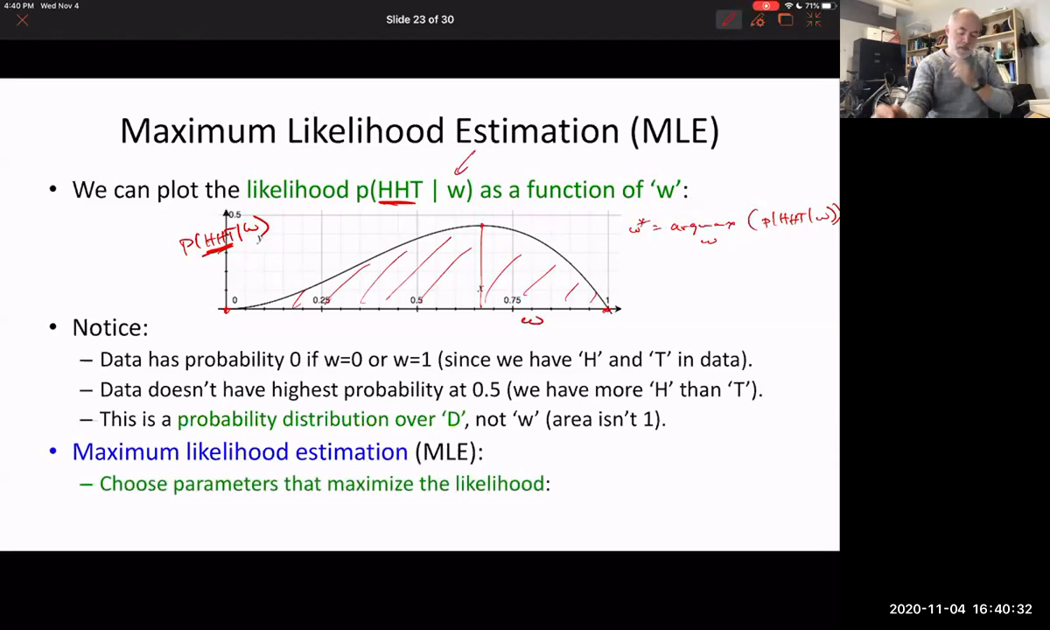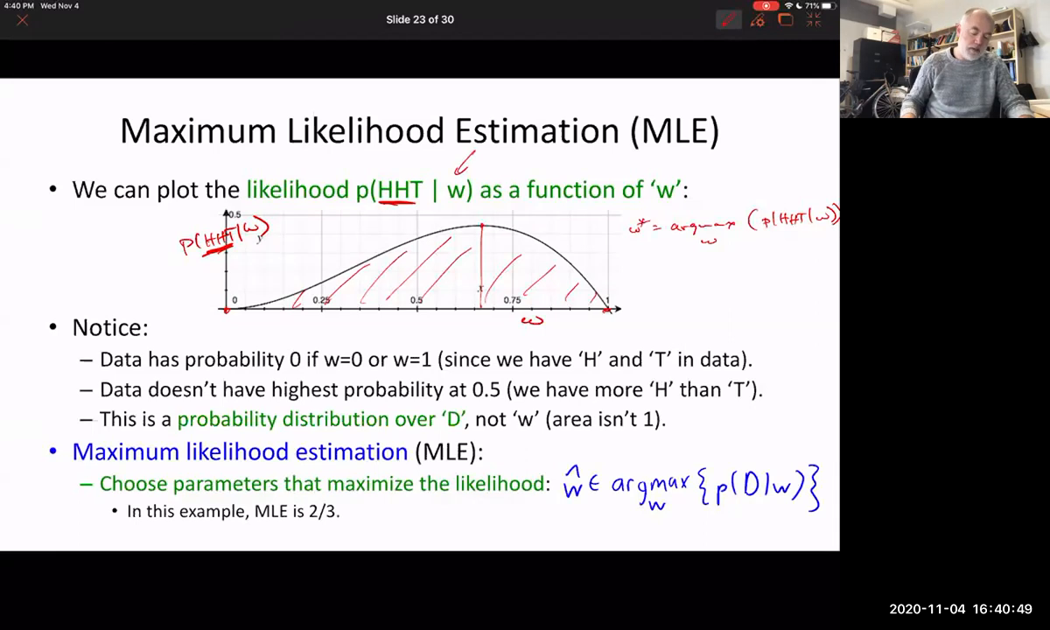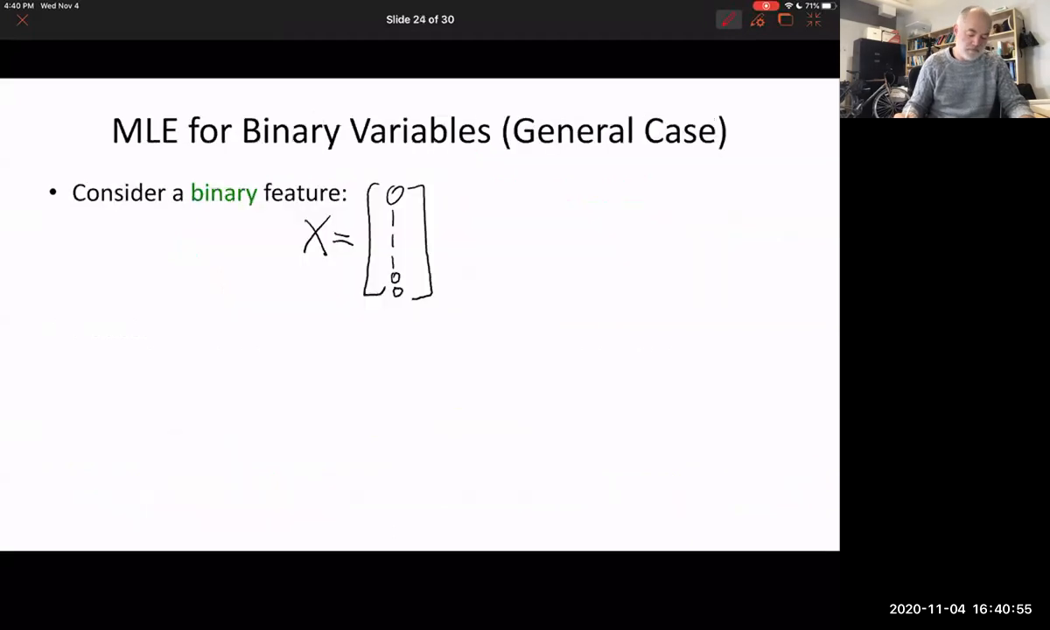Okay. So maximum likelihood estimation is the procedure for choosing parameters that maximize the likelihood function. Exactly as I wrote above. Well, not quite, I wrote W star instead. In this particular example, the maximum likelihood estimate is 2/3.